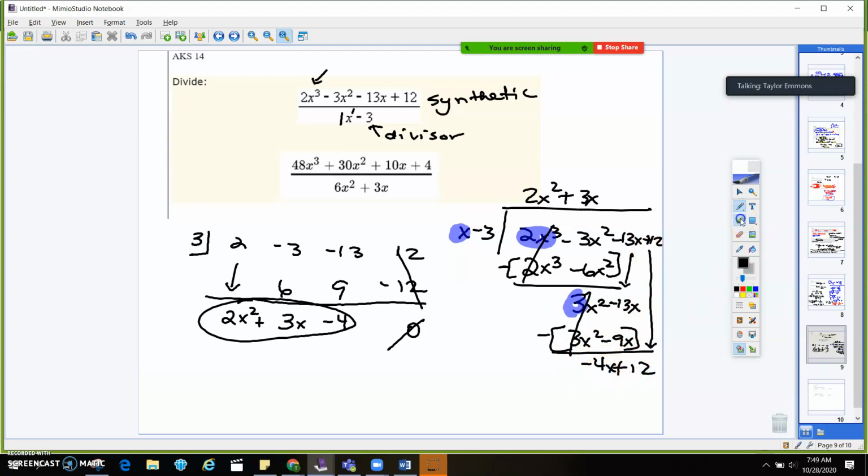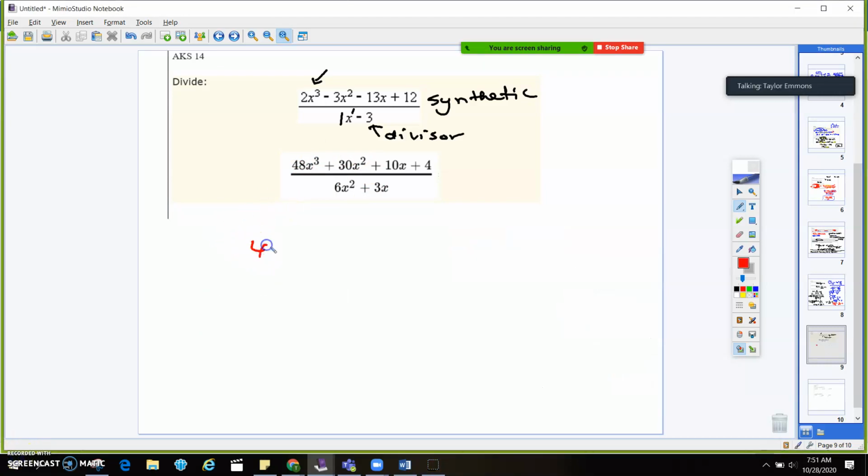And then we're going to say, hey, what times x will give me negative 4x? And that's going to give me negative 4. I'm going to multiply that out. And then subtract. And these are going to cancel. And notice how those numbers are all the same. These numbers are the same as what's going over here. Okay? So take a moment and I want you to try that second one.